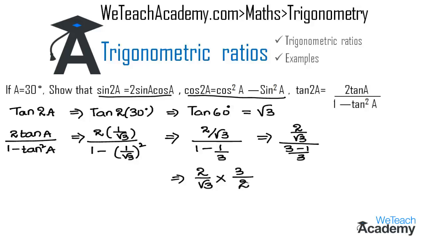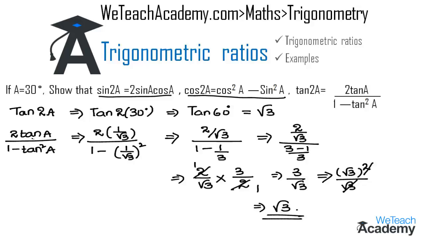And here by simplifying, we get 2 1 time is 2 and 2 1 time is 2. So here we get 3 by root 3. And then we can write root 3 whole square in the numerator divided by the denominator root 3. So hence root 3 and square gets cancelled. So we get the result as root 3. So hence LHS is equal to RHS. So we can say that tan 2a is equal to 2 tan a divided by 1 minus tan square a.